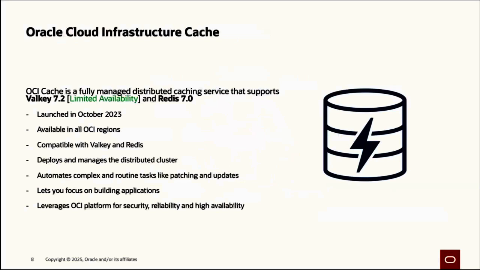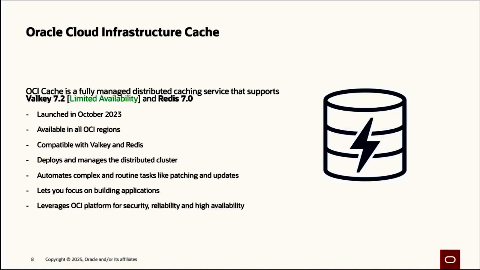It's available in all of the OCI regions. The OCI cache is compatible with Redis and Valkey. So if you have applications using these caches today, you can migrate to OCI cache pretty much without any changes to your application and get started. The deployment and maintenance of your clusters is taken care of. The routine tasks of patching, upgrading, updates is taken care of. High availability is taken care of. So you can focus on your business applications.